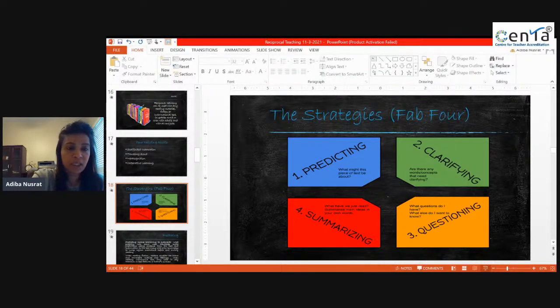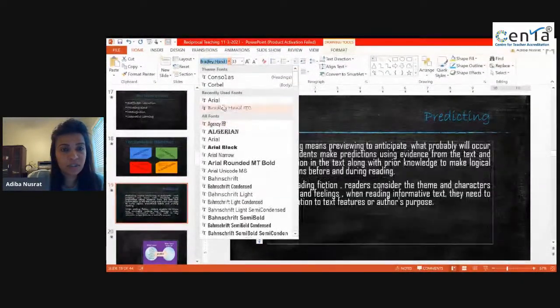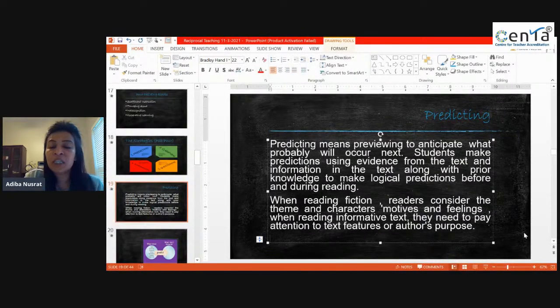Now, what is predicting? I hope you are okay with the text again. I'll just change because there is a lot of text here. Okay, so predicting means previewing. Most students must be familiar with this common strategy. We do it in everyday life. We predict a lot about things. If you ask your students, many of them say it's about guessing. However, it goes well beyond guessing. It means to preview the text and then to anticipate what will probably occur next.